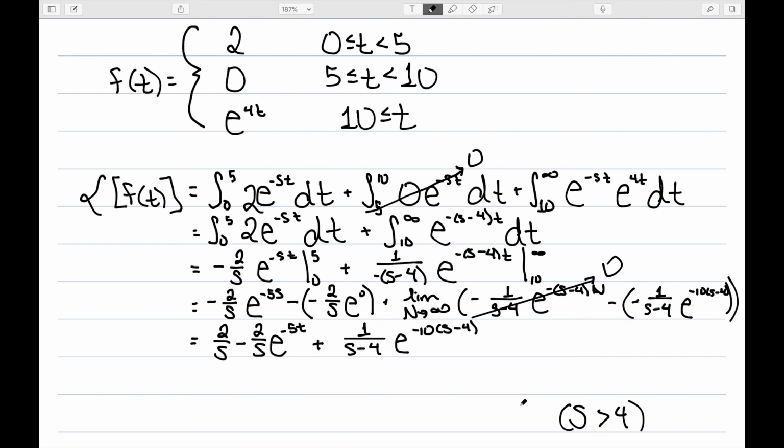And as we're working through this problem, we can see a lot of different pieces pop up. The 2 from the first piece of this function pops up in the numerator here. The e to the 4t pops up in the fact that there's a 4 in this exponent as well as a 4 in the denominator. And the fact that my discontinuous points are at 5 and 10 pop up as these exponents to e as well.